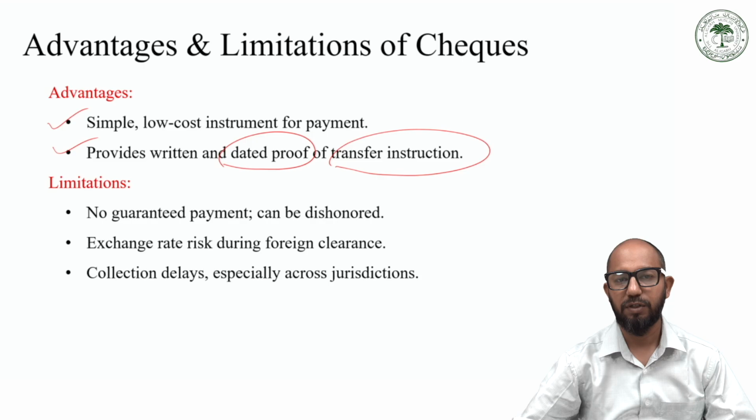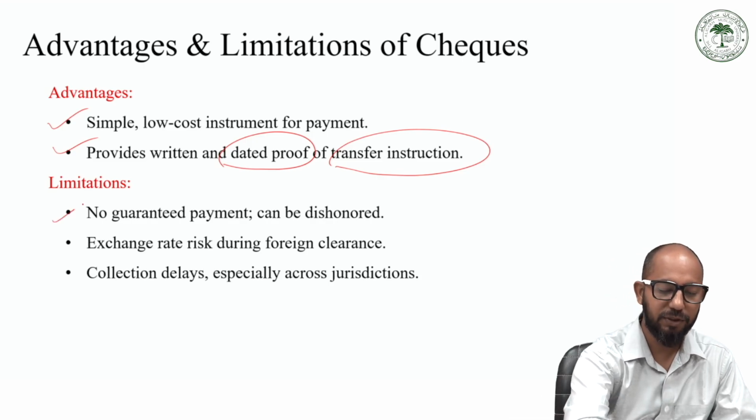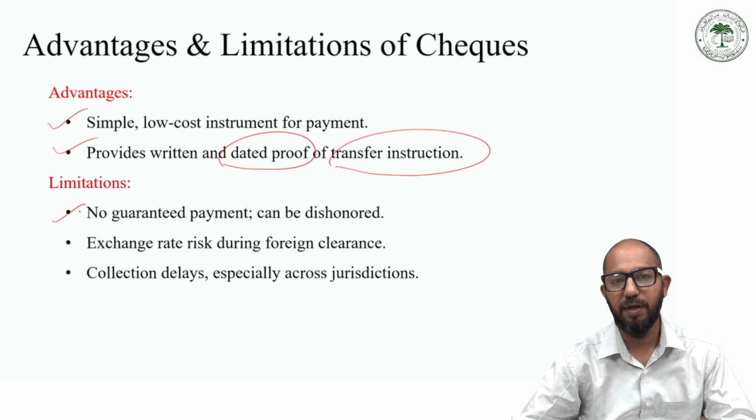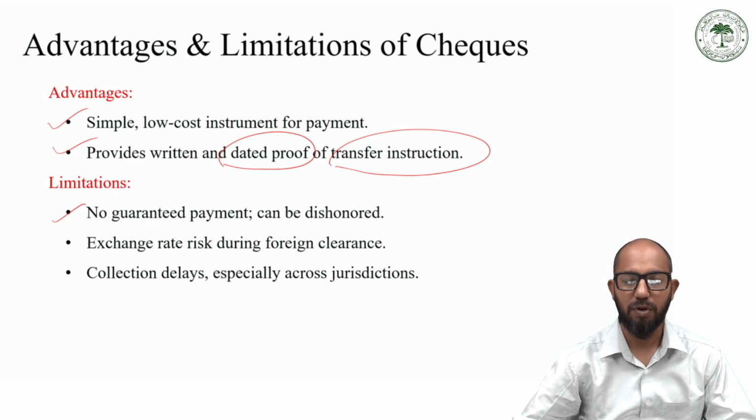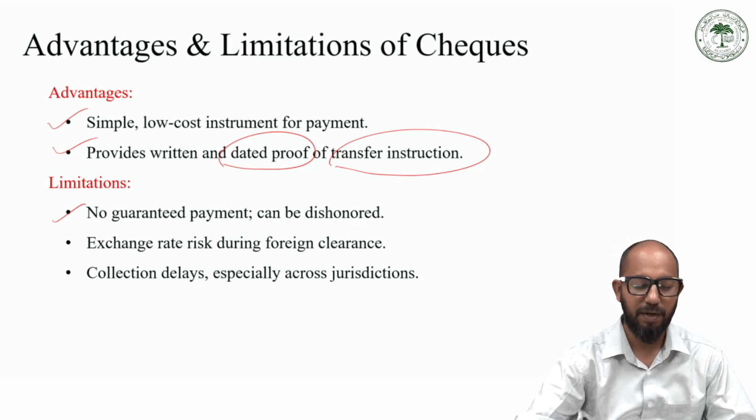However, there are certain limitations of checks as well. The first limitation is that there is no guaranteed payment, because a check can be dishonored when it is submitted by the party, and if the account does not have sufficient balance, then the check may dishonor. A check may also dishonor because of some mismatch in the details as well. So there is no guaranteed payment by the bank.